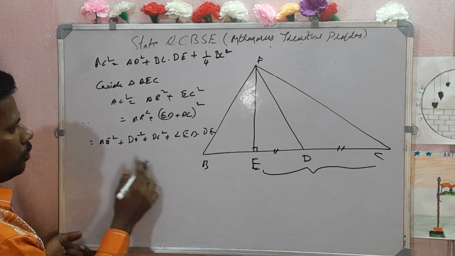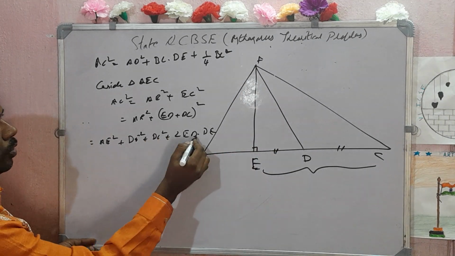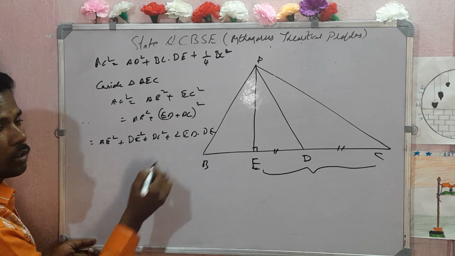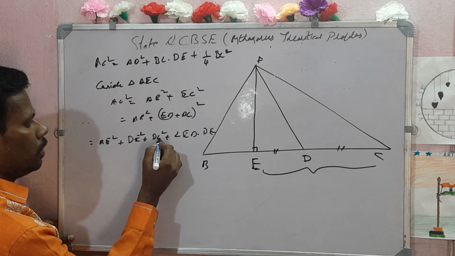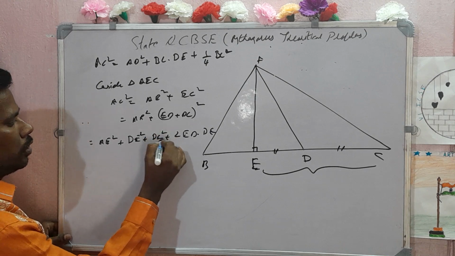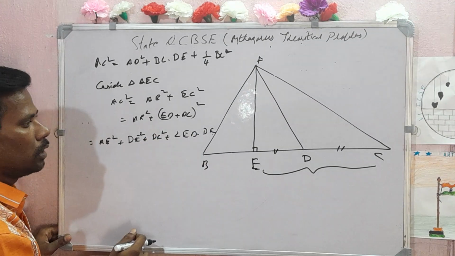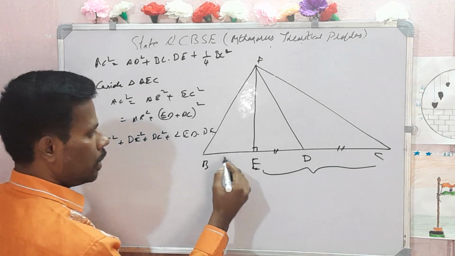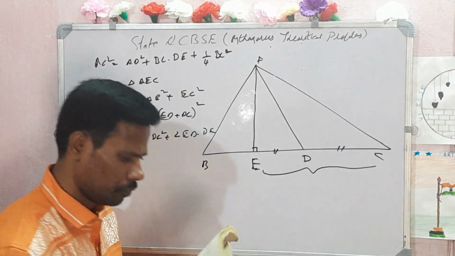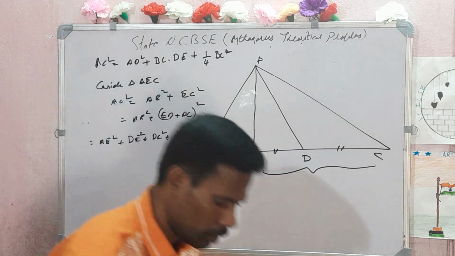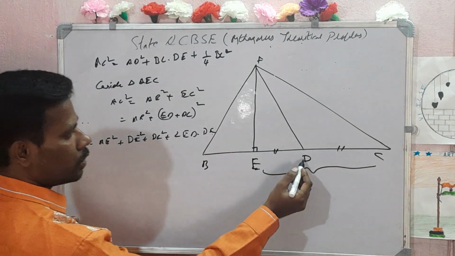Now AE, are you following? A plus B whole square is A square plus B square plus 2AB. So DE square plus DC square plus 2 times ED into DC. Here you need to apply some properties. Since D is the midpoint given, no? Here in the problem, D is the midpoint of BC given. So since D is the midpoint of BC, what can you say?